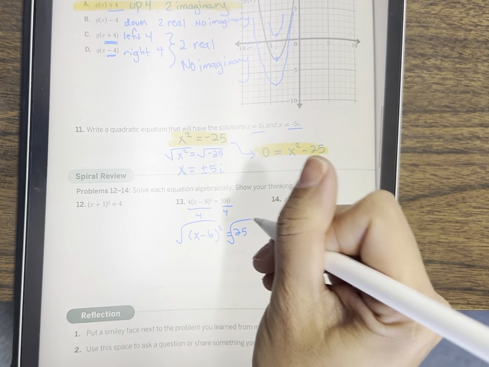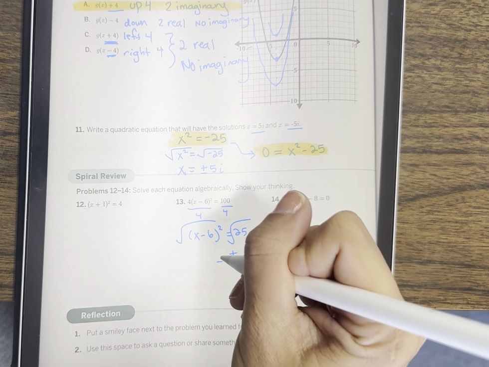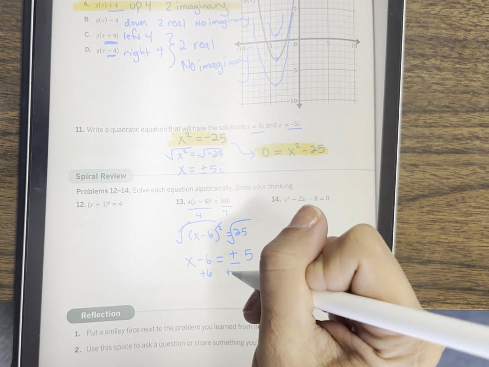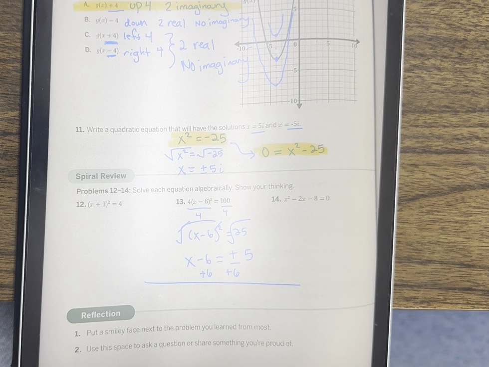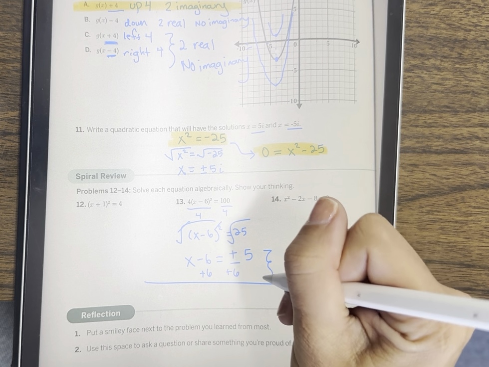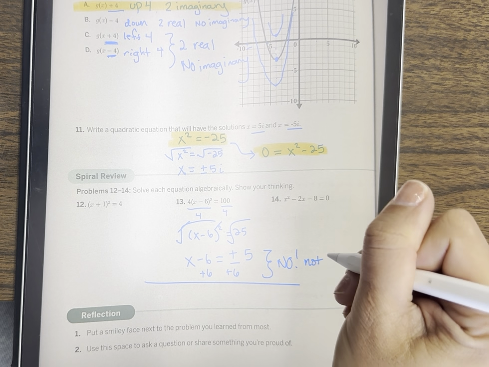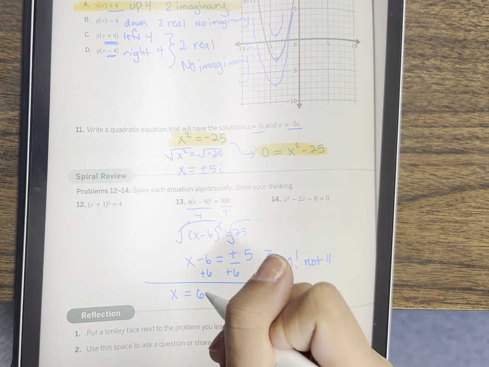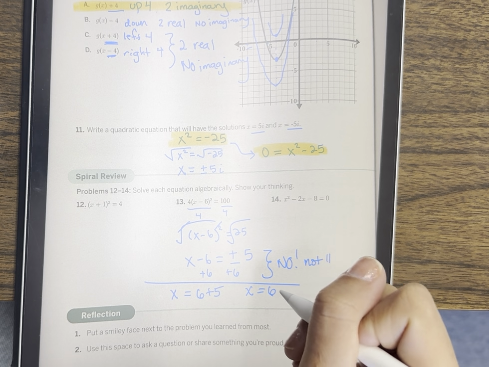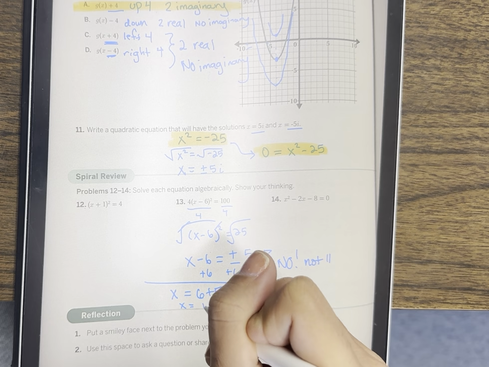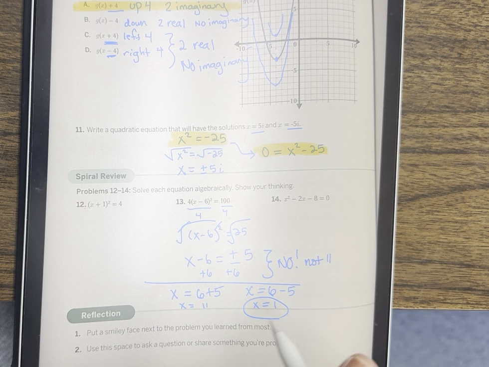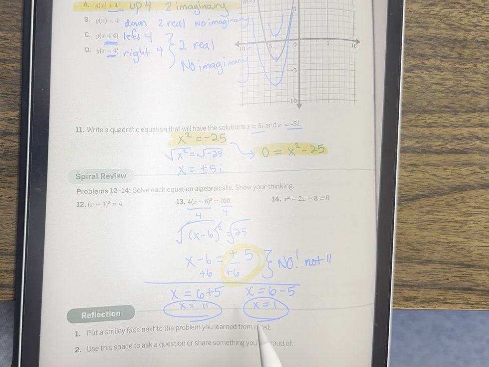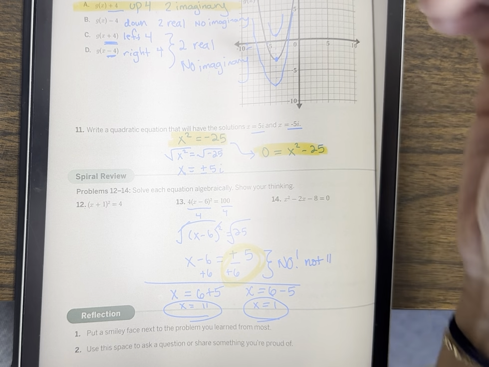You square root both sides, you get a plus or minus 5 here. You get x minus 6 here because the radical and the square cancel. Then you add the 6 to both sides. Can't do this, guys. Please don't. No, not 11. I need you to split these up. I need you to say that x equals 6 plus 5 and x equals 6 minus 5 so that you can get 11 and 1. So when the numbers are able to be added, we need to immediately break them up, okay?